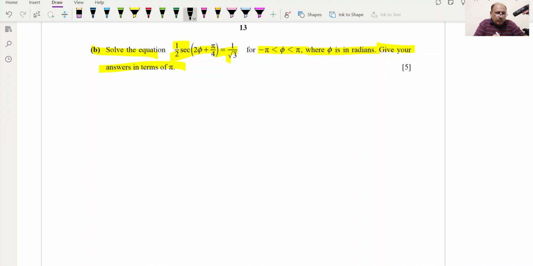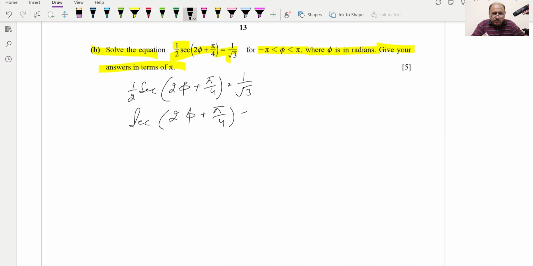So the given equation we can solve: 1 by 2 secant of (2 phi plus pi by 4) is equal to 1 over under root 3. This 2 we can shift to the other side, and this will be equal to what? This will be secant of (2 phi plus pi by 4) is equal to 2 over under root 3. So now we can take the reciprocal of this.